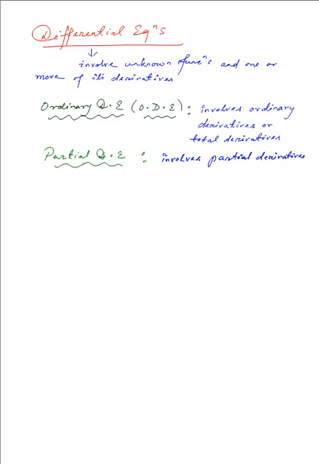For example, if we take d2y by dx squared plus some constant 2 mu times dy by dx, and then omega naught squared times y, when this is equal to 0, this is an ordinary differential equation where the derivatives are total or complete ordinary derivatives. So this is the example for an ordinary differential equation.